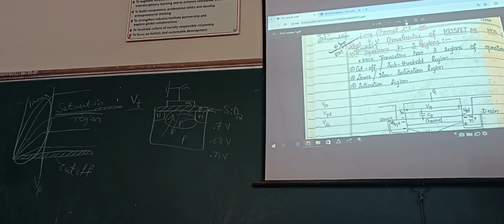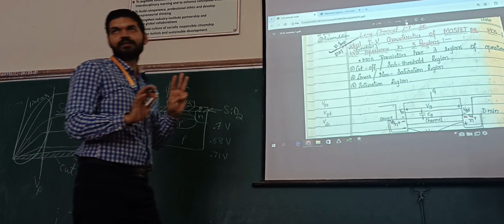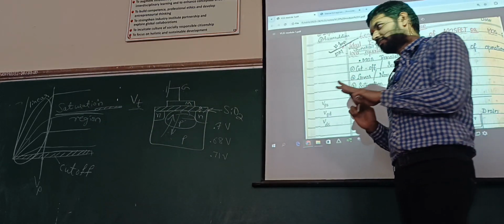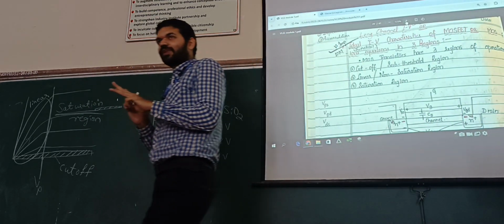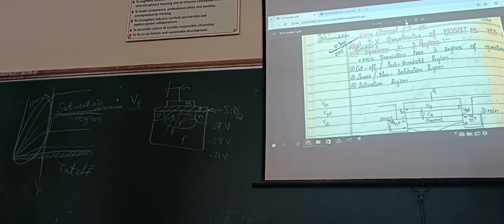Saturation region of operation means what? MOSFET is on, current is not increasing, it is saturation. Cutoff region means MOSFET is off, no current.